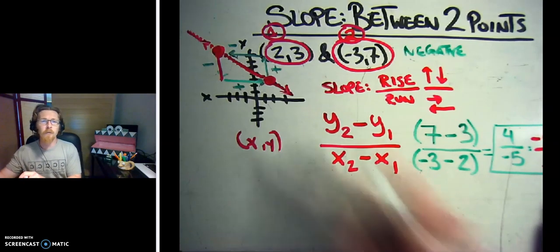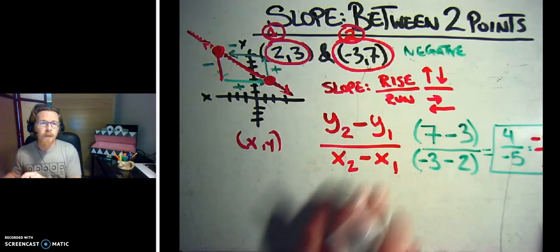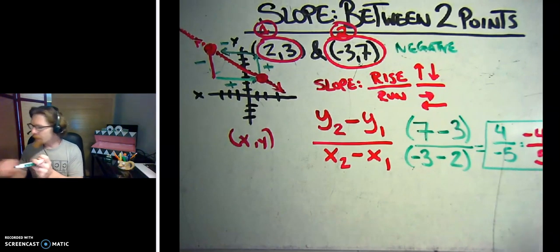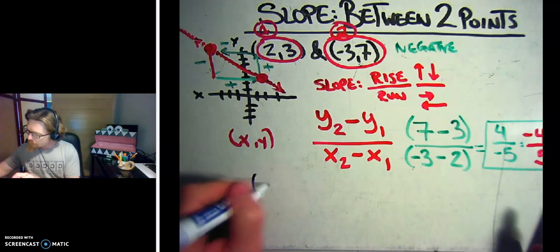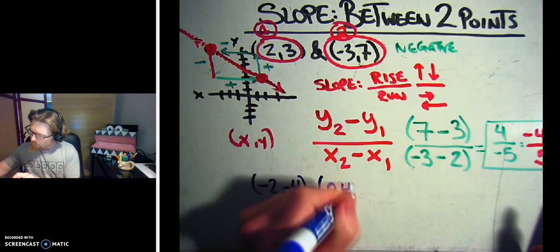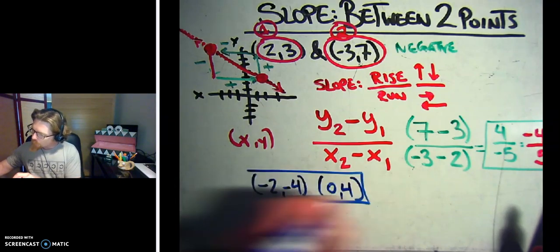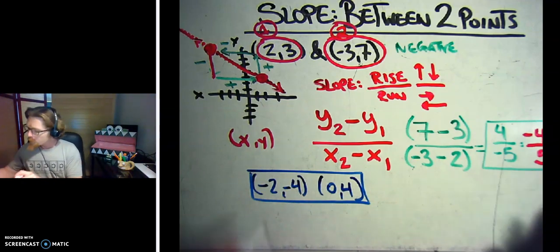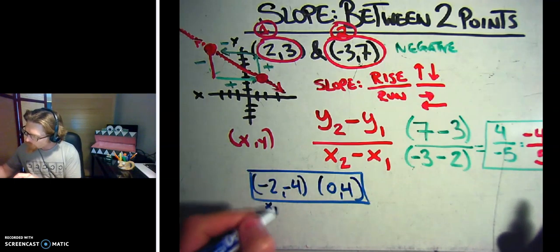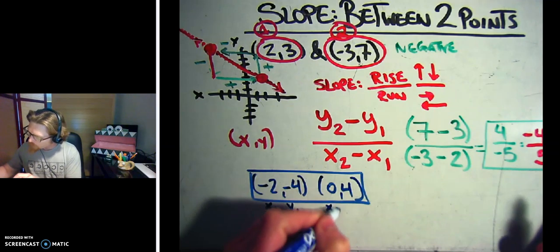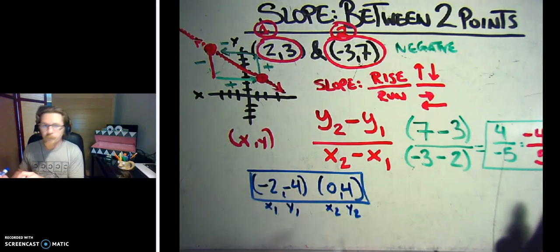Now that we've seen the 2 points and we've seen the formula, let's quickly show another example. Let's say we have the 2 points (-2, -4) and the point (0, 4). Now we know the formula and we know the 2 points. We can just put this into the formula and solve. So let's call negative 2 the x1 and negative 4 the y1. Let's call 0 the x2 and 4 the y2.